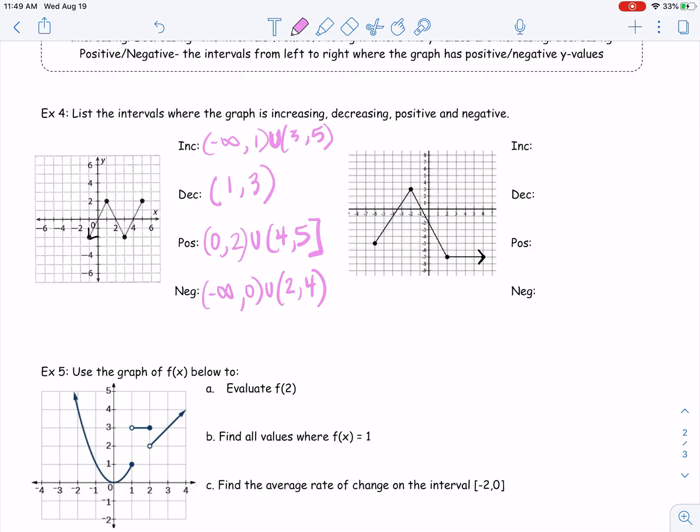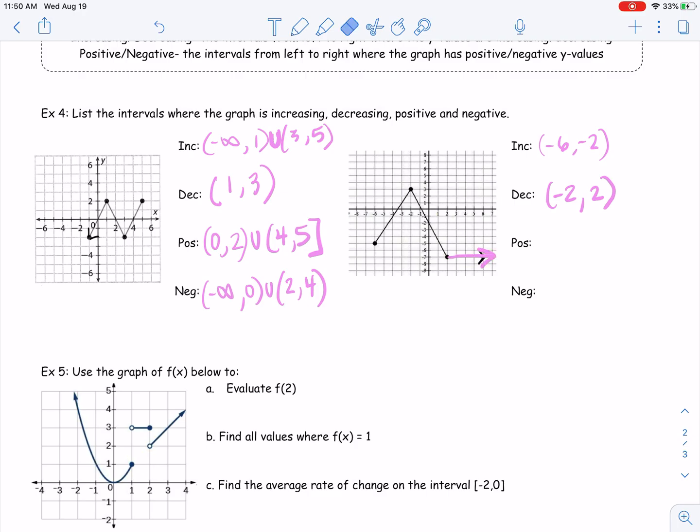Increasing and decreasing, going up from left to right. So that means from negative 6, the x value, negative 6, all the way to that x value of negative 2, my graph is increasing. Okay? Nowhere else is this graph increasing. I'm going up, I'm going down, and then I'm remaining constant. Okay? So that is the only interval for increasing on this graph. Where's this graph decreasing? Going down from left to right. X value of negative 2 to an x value of positive 2. Negative 2 to positive 2. Done.